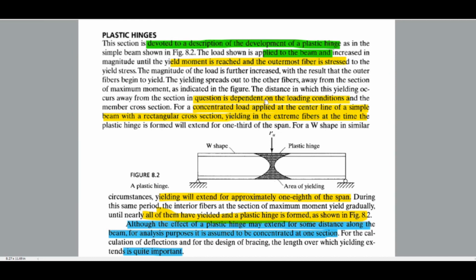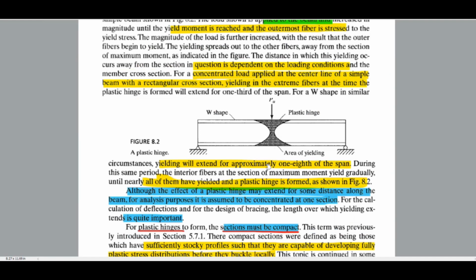The distance over which this yielding occurs away from the section in question is dependent on the loading condition and the member cross section. For a concentrated load applied at the center of a simple beam with a rectangular cross section, yielding in the extreme fibers at the time the plastic hinge is formed will extend for 1/3 of the span, and for a W shape in similar circumstances, yielding will extend for approximately 1/8 of the span. During this same period, the interior fibers of the section of maximum moment gradually yield until nearly all of them have yielded and the plastic hinge is formed.